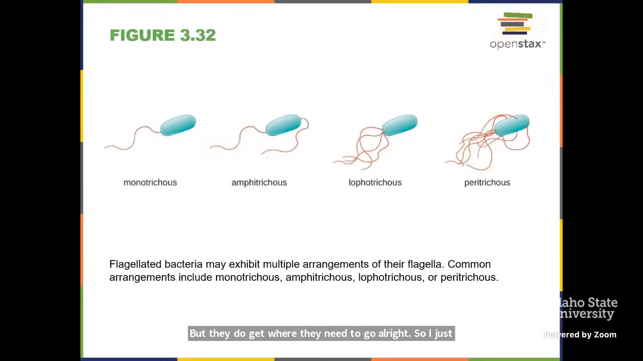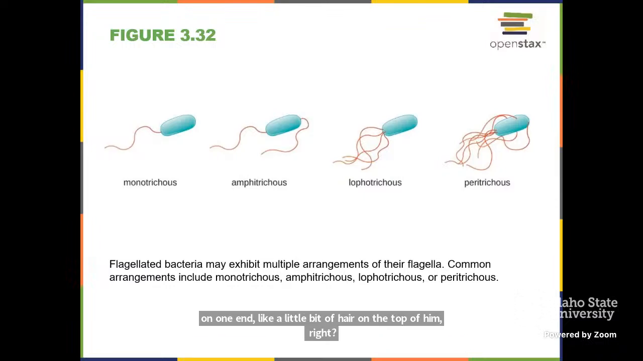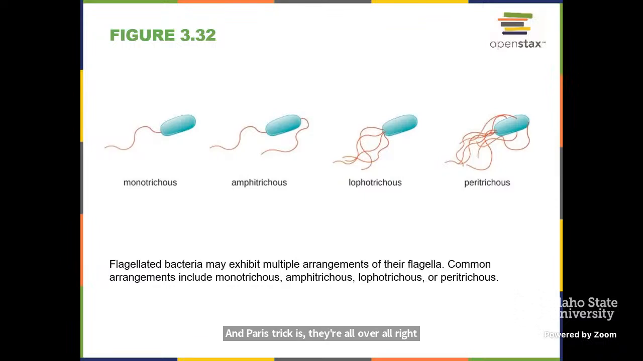Monotrichous, the single flagellum. Amphitrichous, two, one at either end. Lophotrichous is a tuft, just a group of flagella all on one end, like a little bit of hair on the top of them, all right? And peritrichous, they're all over, completely covering that cell. And when they all spin counterclockwise, it's pretty impressive to see all of them just functioning as one big propeller, right? This one, well, that just makes sense. There's only one, all right?